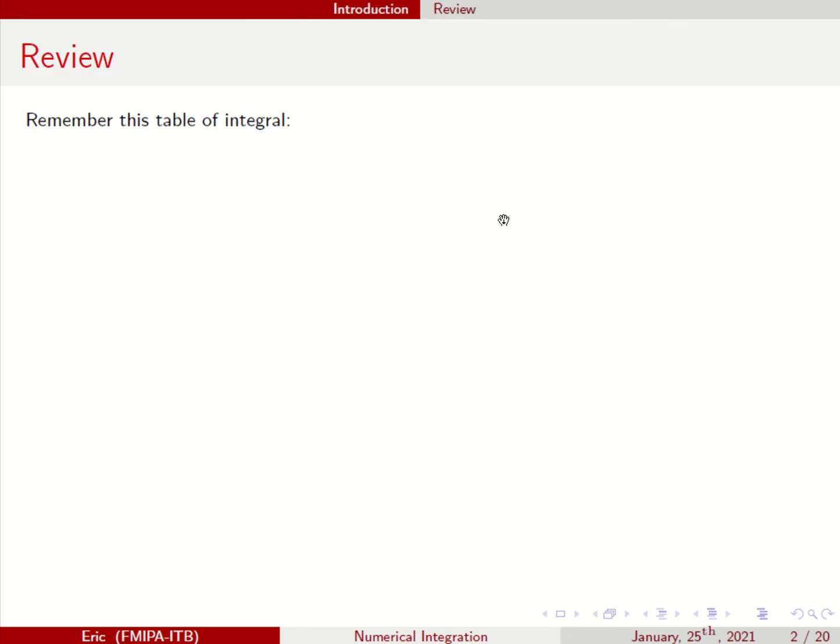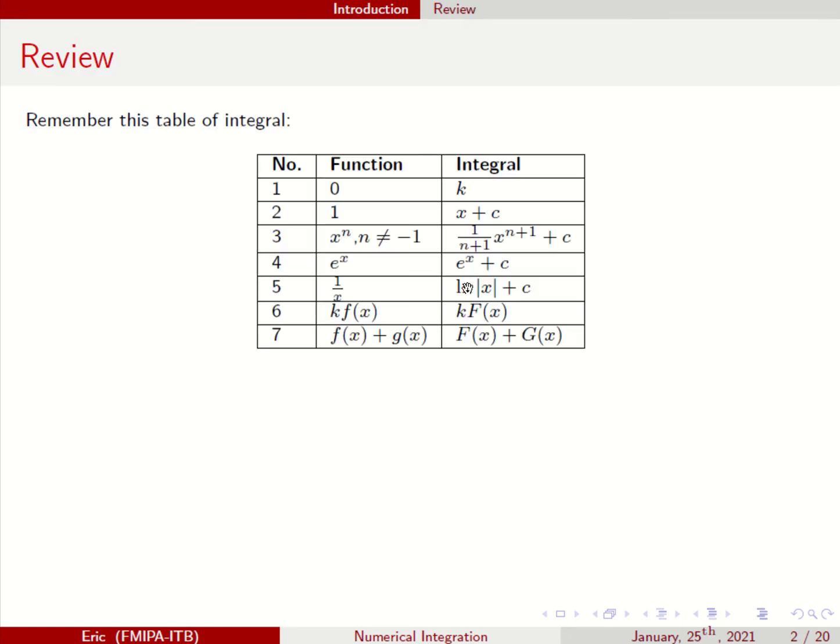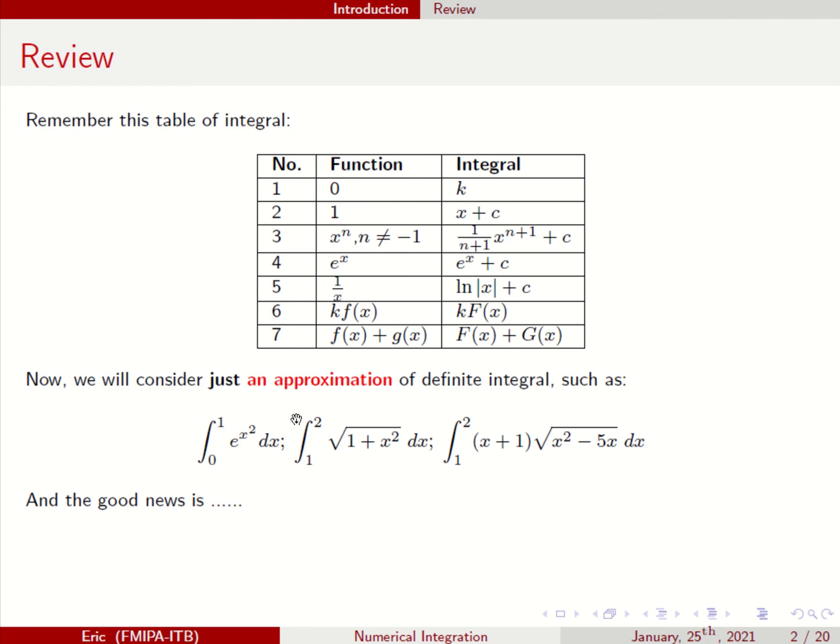In the last semester, we remember this table of integral, and we want to find lots and lots of integral. So now we are going to find this integral. This is too hard to find using the method that we were given last semester. But we can get the approximation of this definite integral.